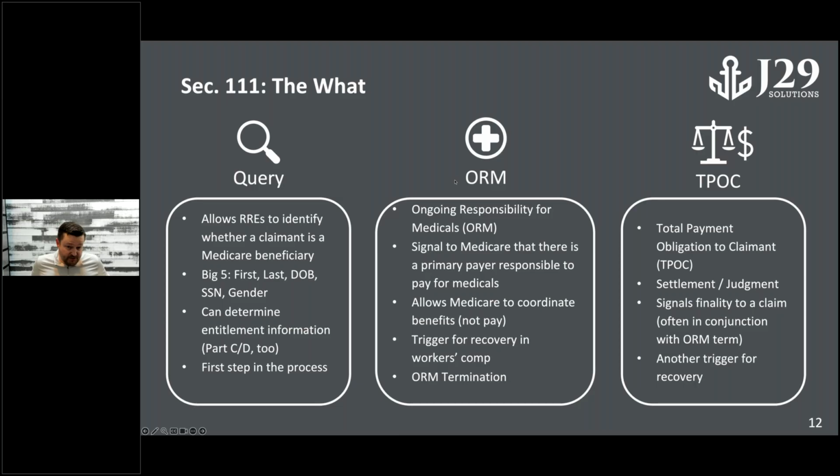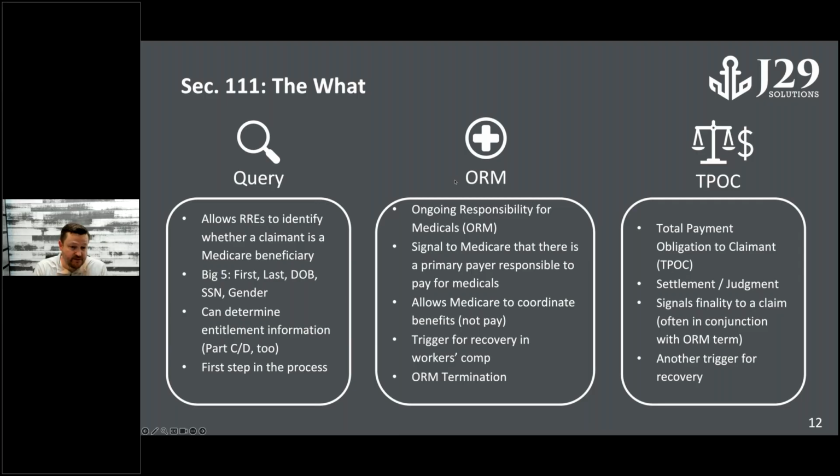This is just a procedure for responsible reporting entities or primary payers to determine if an individual claimant is in fact entitled to Medicare. So it allows them to submit over the injured individual's first name, their last name, their date of birth, their social, and their gender to determine on a monthly basis with an open claim if this person's entitled to Medicare. And if the person's not entitled, then they keep querying until the claim is closed or completely resolved.